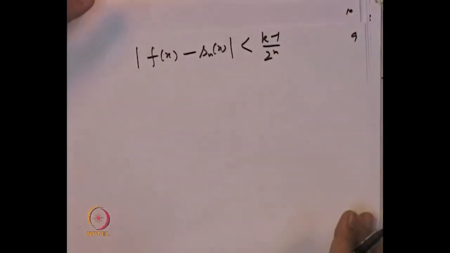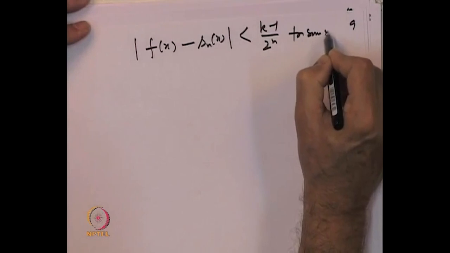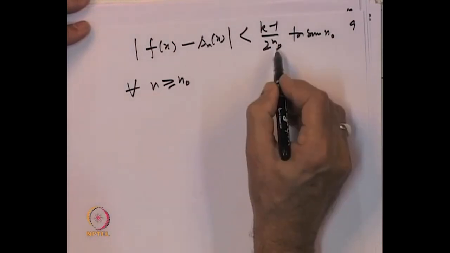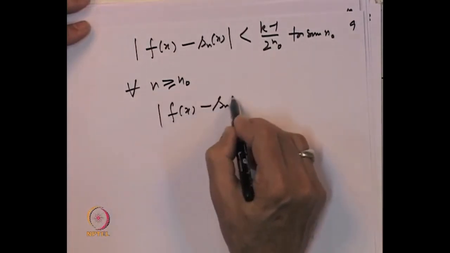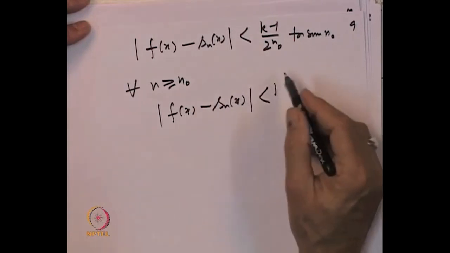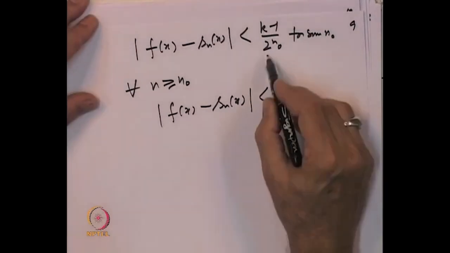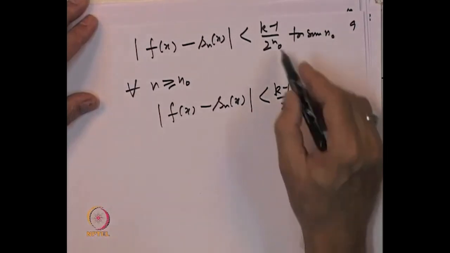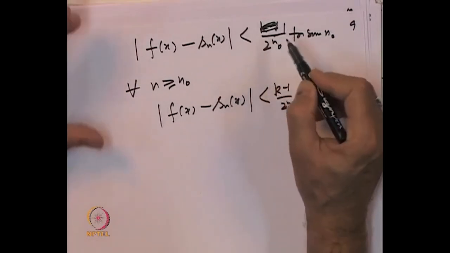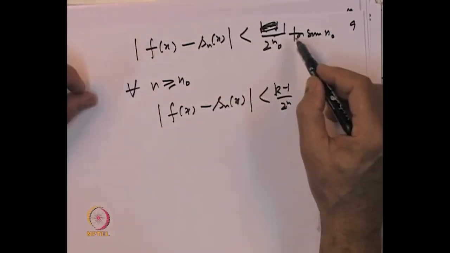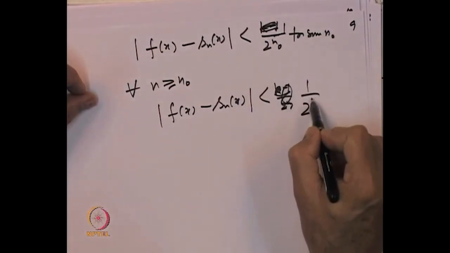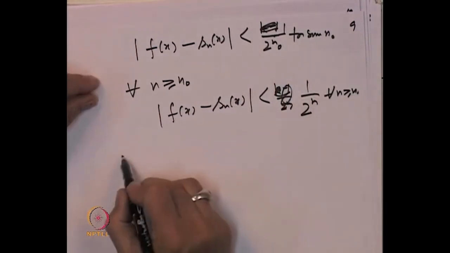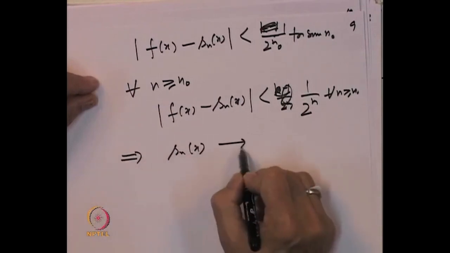And that means, if this is happening for some n, let us say for some n naught, then for every n bigger than or equal to n naught, f of x minus Sn of x will be less than 1 over 2 to the power n. Both lie in the interval of length 1 over 2 to the power n, for every n bigger than n naught, and that implies that Sn x converges to f of x.